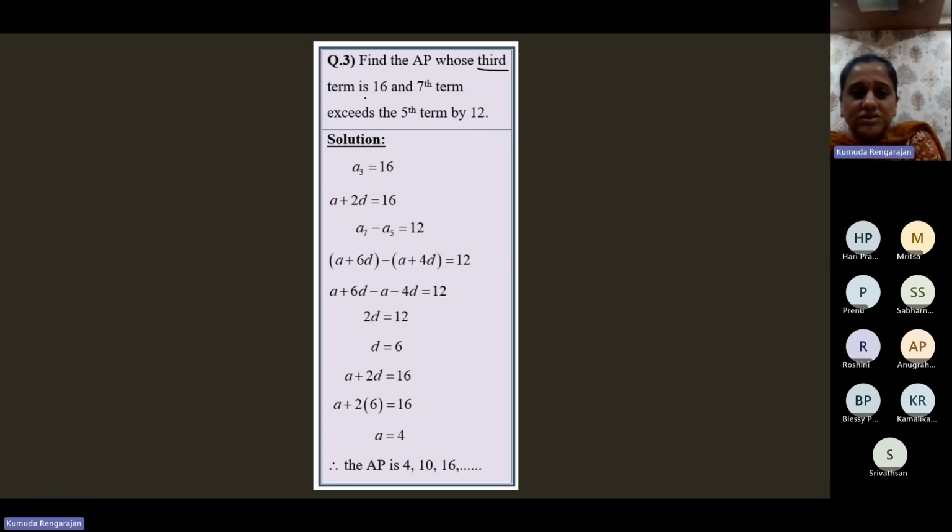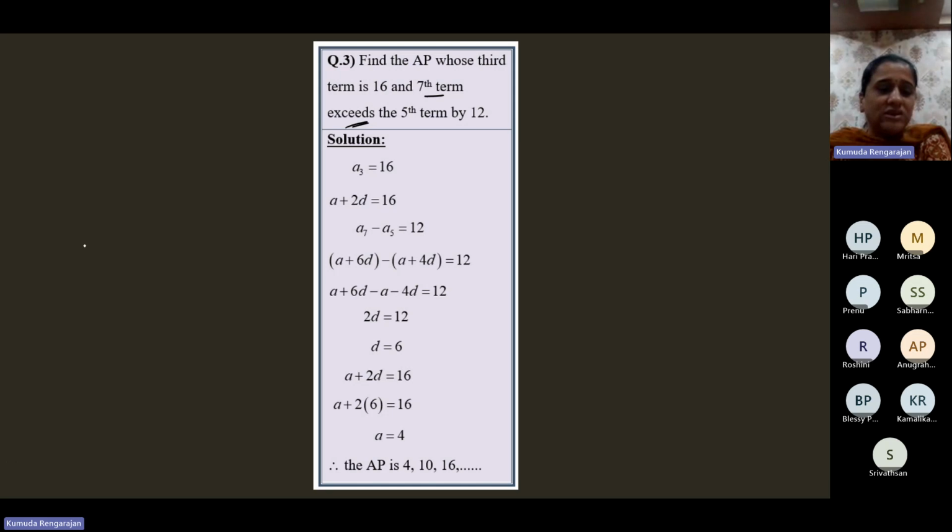So the third term is 16, which means A3 is 16, which means A plus 2D is 16. Then the seventh term exceeds the fifth term by 12. That means the seventh term is greater than the fifth term by 12, which means the difference between these two terms is 12. One term is more than another term by 12. So which one exceeds? The seventh term exceeds. So the seventh term is bigger than the fifth term by 12.